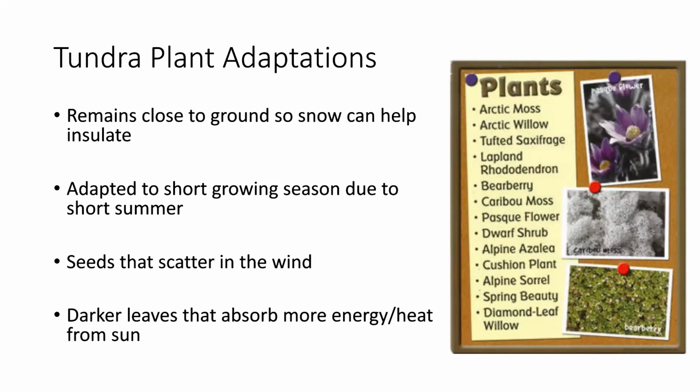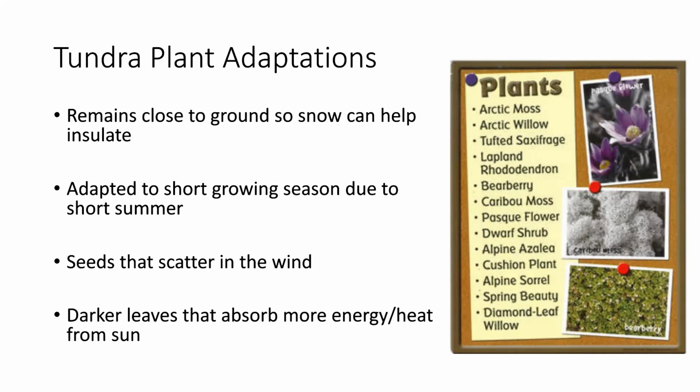And then just with these environments, these tundra, again, very cold, very dry environments, plants are going to have to adapt specifically for this type of environment. One thing they're going to do is remain close to the ground. If you've ever seen a picture of a tundra, typically you'll see a white landscape and it's going to be pretty blank. You're not going to see trees popping up out of the ground, because with those environments, it's going to be tough for plant growth.